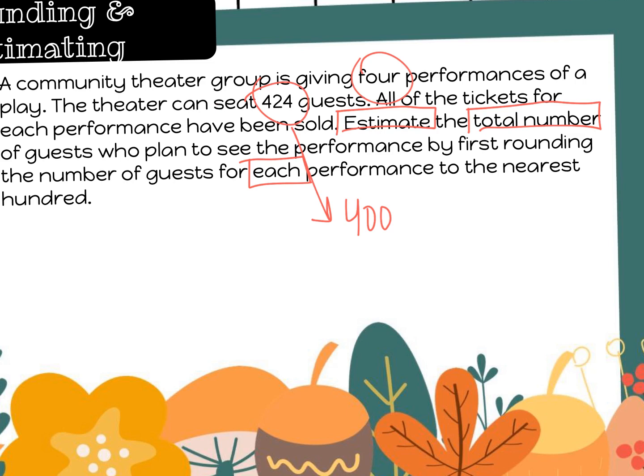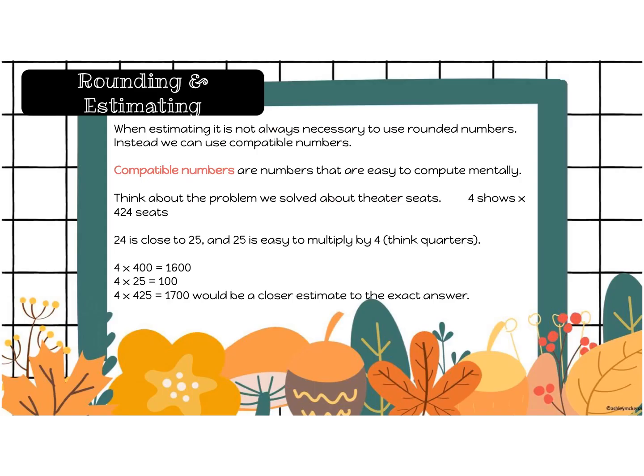I'm looking for a total, so I should be growing my number. So about 400 times 4, that's easy peasy, because what is 4 times 4? 16. Add your 2 zeros, so my answer is 1600. 1696 is the exact answer.